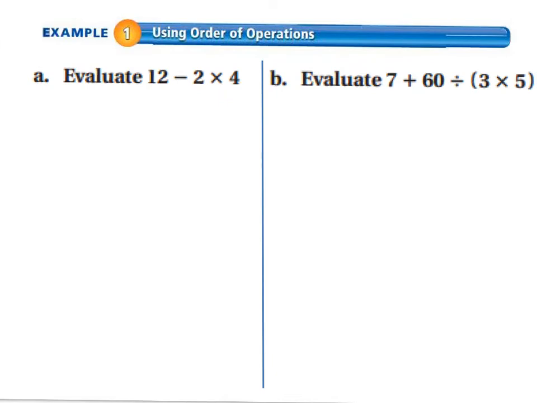Example 1, using order of operations. Question A, evaluate 12 minus 2 times 4. Remembering my mnemonic device, please excuse my dear Aunt Sally, I'm looking for parentheses first. That's the P. There are no parentheses. Excuse, the E is for exponents. There are no exponents.